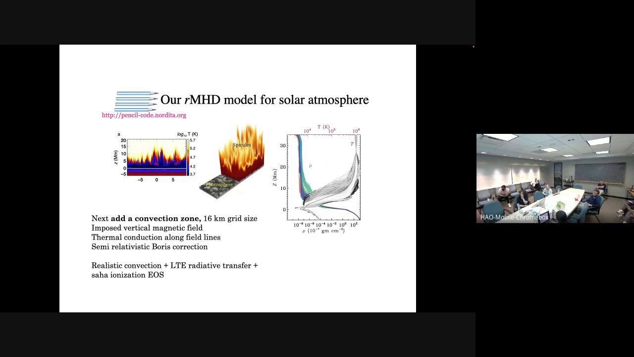So we have solar convection instead. Now we want to find out if solar convection can do this for us. Instead of us driving it artificially, can the solar convection do it? So now we add a convection zone and everything else is the same. It's just we have some convection, and then we basically drive it. And here also we get some spicules.